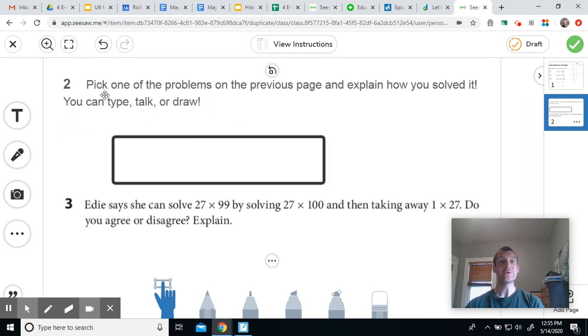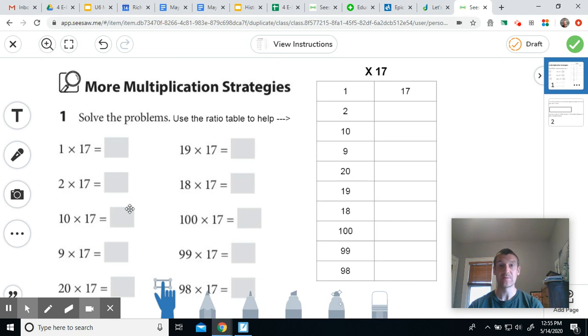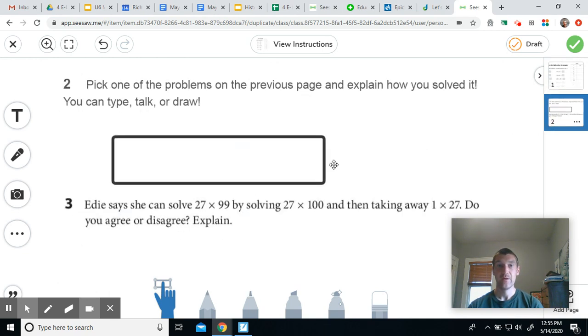So 2 says, pick one of the problems on the previous page and explain how you solved it. You can type, talk, or draw. So you can explain how you solved one of these problems. And then number 3 says, Edie says she can solve 27 times 99 by solving 27 times 100 and then taking away 1 times 27. Do you agree or disagree? Explain. So that's your assignment.